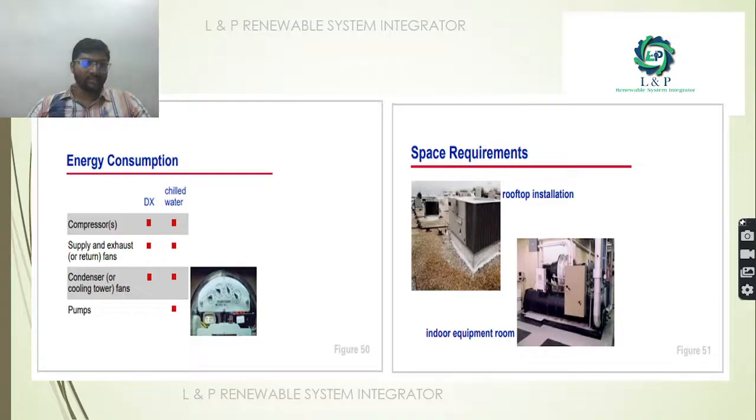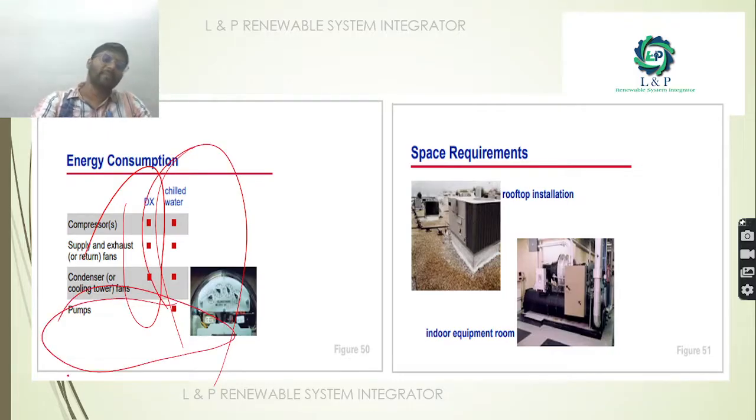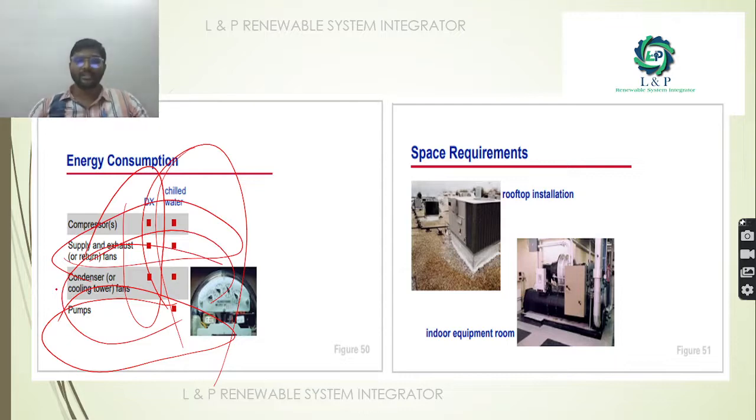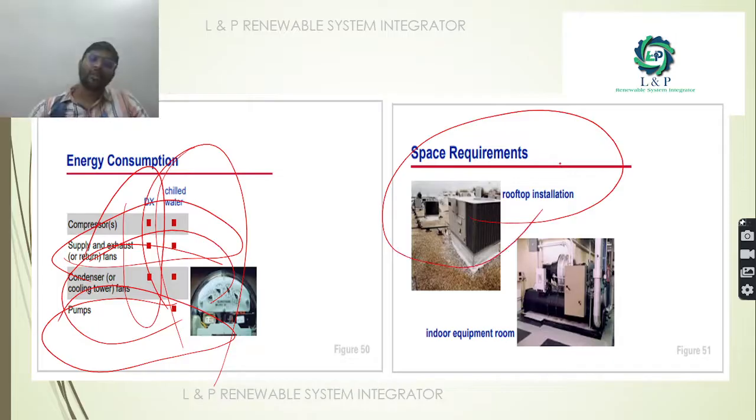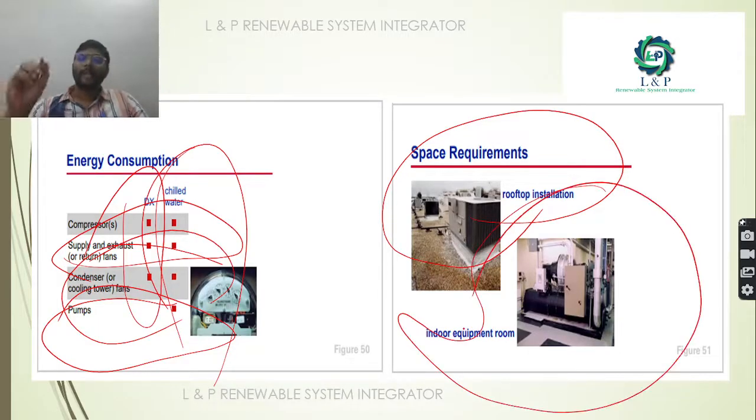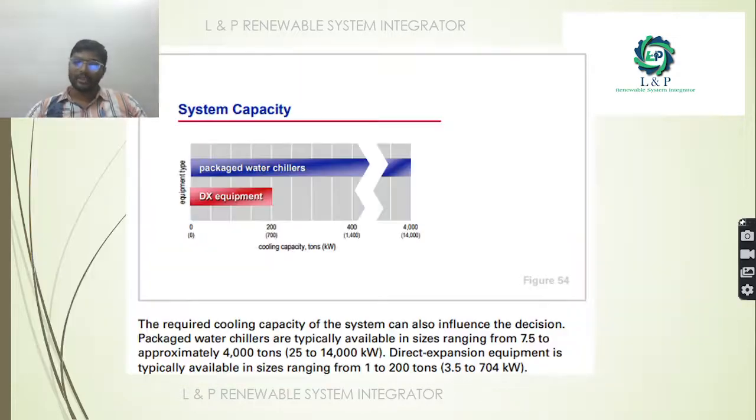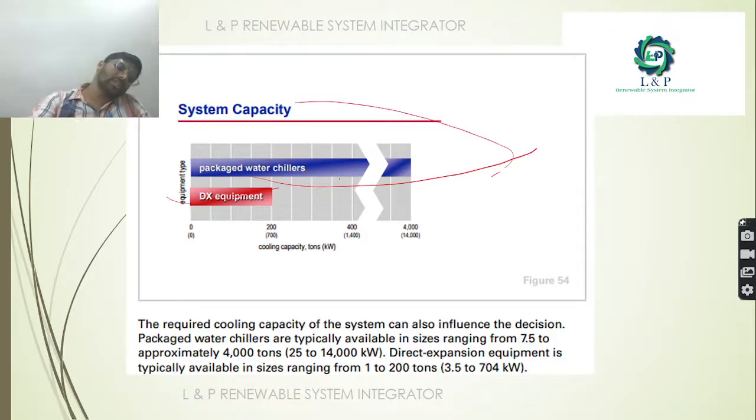As you can see here, for the DX unit no pumps are needed, but for the chilled water system to work properly you need the help of a pump. Apart from that, in both we have the exhaust fan supply and also condensers or cooling towers. Whenever you are working out the space requirement for the roof type, you need to know the total area it is going to cover, or if you are planning to install the equipment indoors, in an equipment room, you need the space details also. As we said earlier, when the packaged water chillers are more, on such occasions instead of going for DX equipment, it is better to go with chillers.